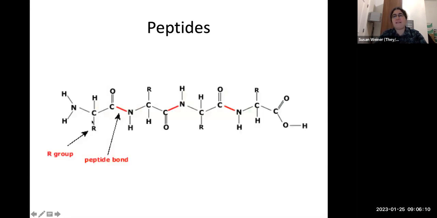So a peptide is just a series of these amino acids linked together by dehydration synthesis with this carbon-nitrogen backbone. So carbohydrates have that carbon-oxygen ring. Peptides have this carbon-nitrogen backbone.